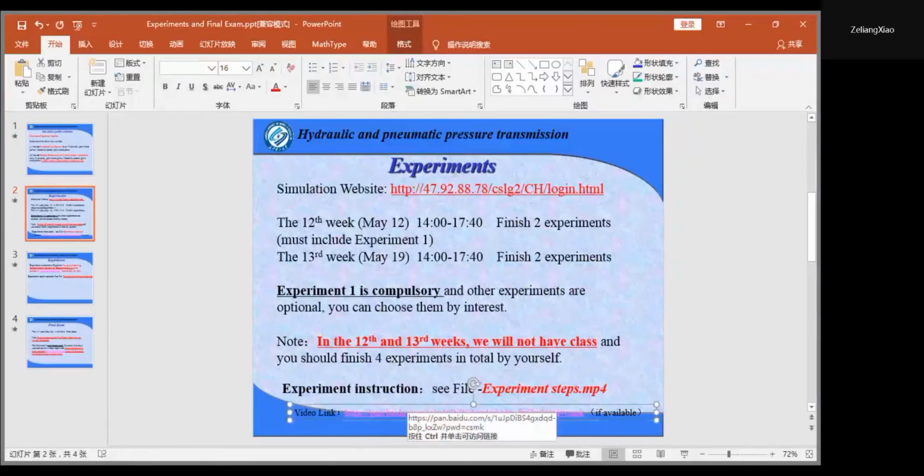And if you can't, we go to the website. Such as we go to experiment 2. You can see the experiment steps in this picture. This website has a clear experiment guide for you.